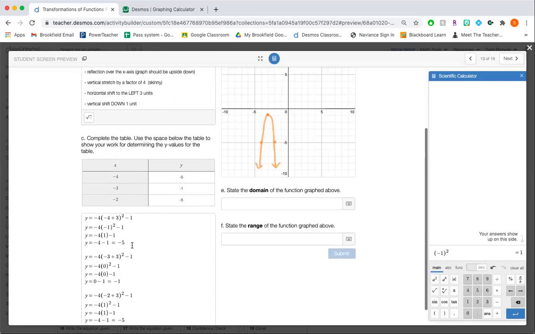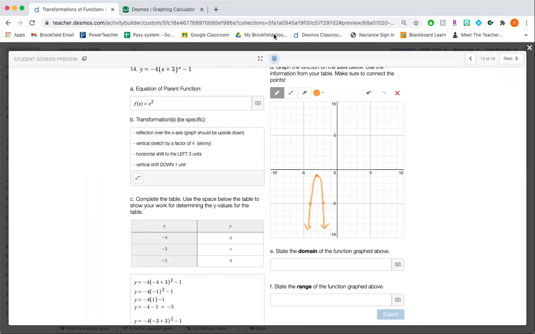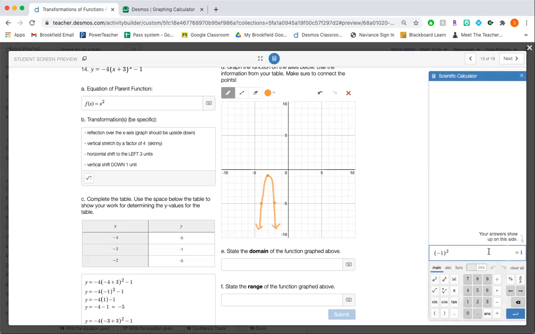If it doesn't, it means you made a mistake in your calculations and you should check it out. There should be no mistake for your calculations because I am supplying you with a calculator.